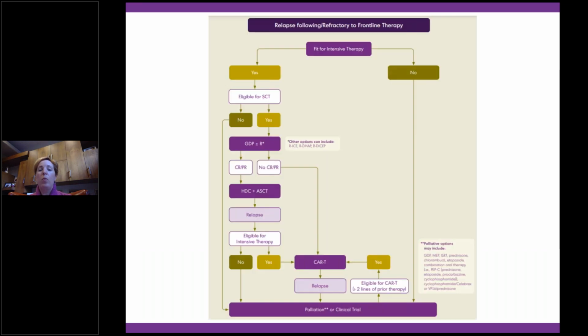Okay, so going back to the algorithm, if people are found to be eligible for transplant, they get second-line therapy, which is most commonly R-GDP, sometimes can include these other regimens here. If they respond, then they proceed with the autologous stem cell transplant. Unfortunately, even then, about half of people will relapse post-transplant, and then they're faced with, again, the decision to use palliative therapy or clinical trial, or whether or not they're eligible for CAR T therapy. So we'll talk more about CAR T therapy now.